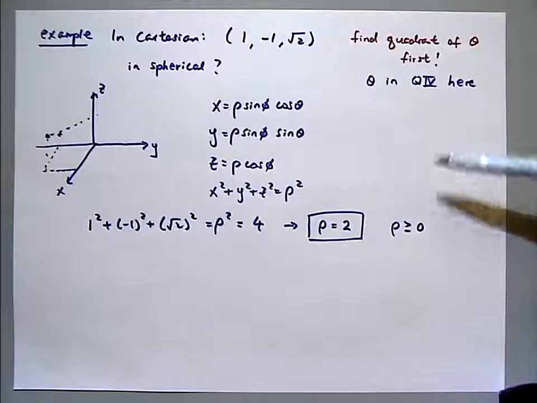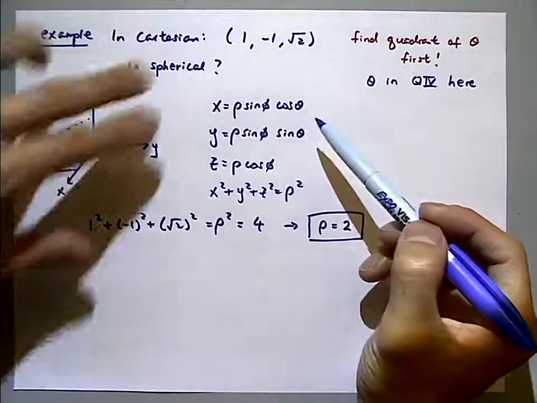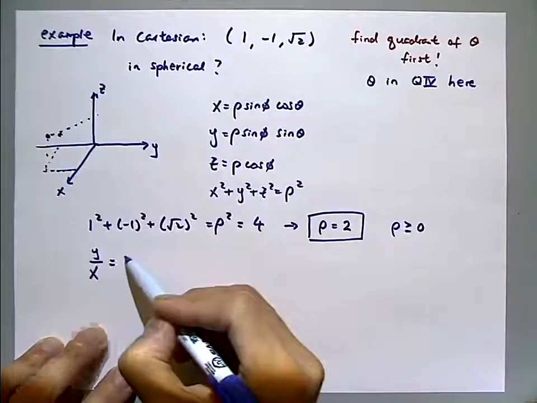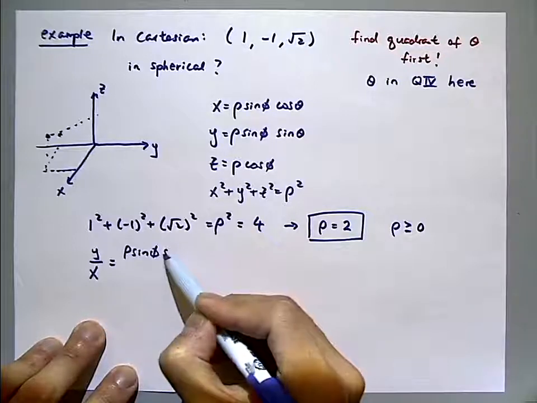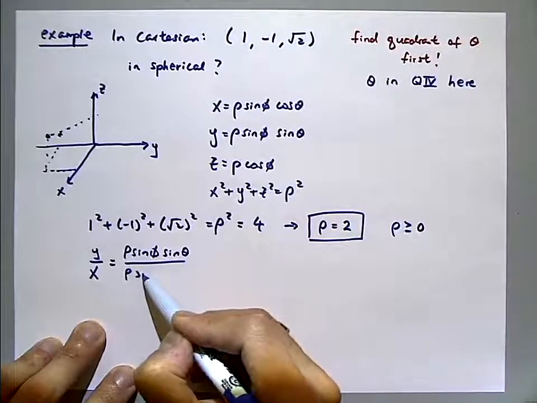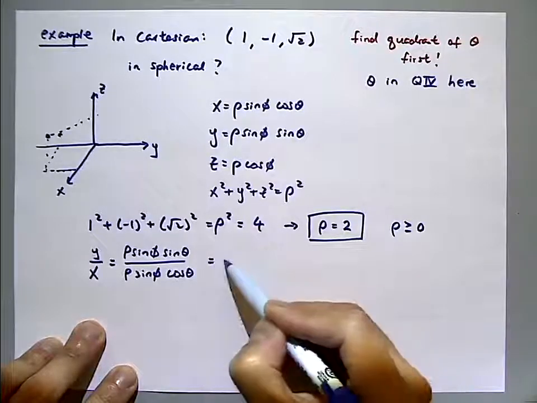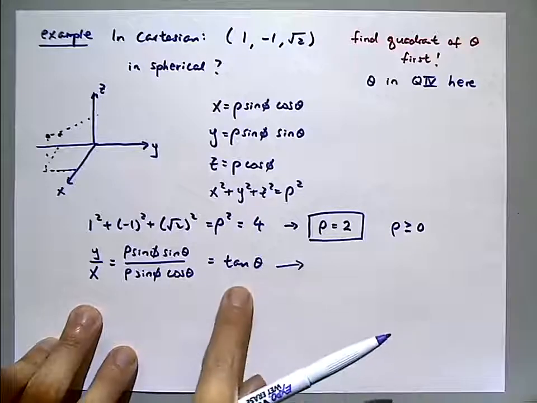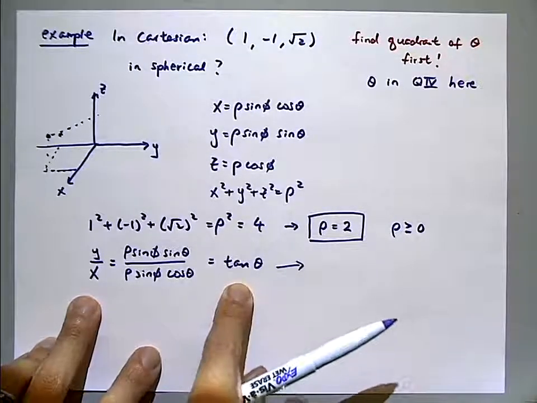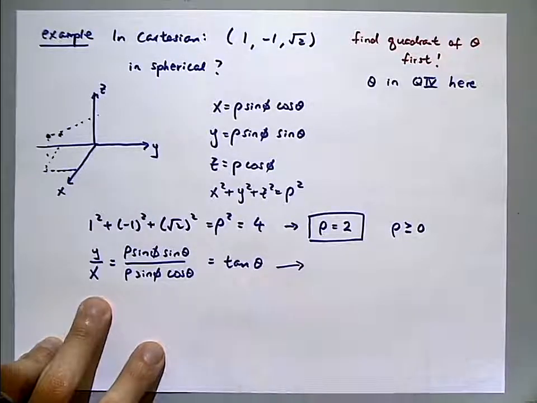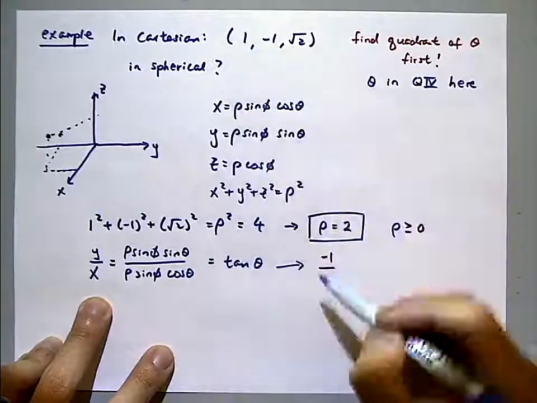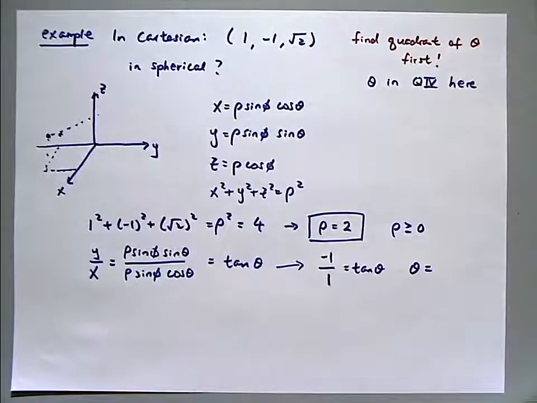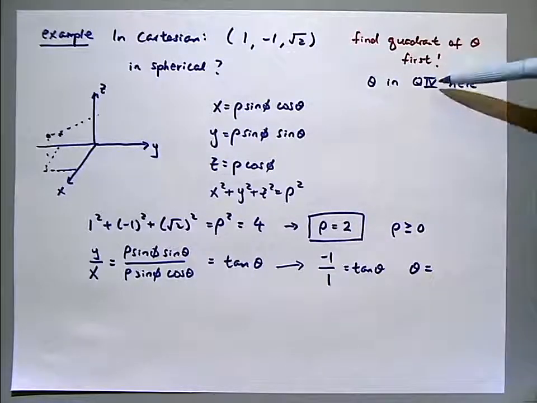Next, we need theta and phi. Let's look at the x and y equations. If I divide y by x, then I get rho sine phi sine theta over rho sine phi cosine theta. So that's tangent theta. Exactly like the cylindrical and polar coordinates, right? Exactly the same thing. So what do we see? We see y is minus 1, x is positive 1, and here we have tangent of theta is equal to negative 1 in the fourth quadrant.